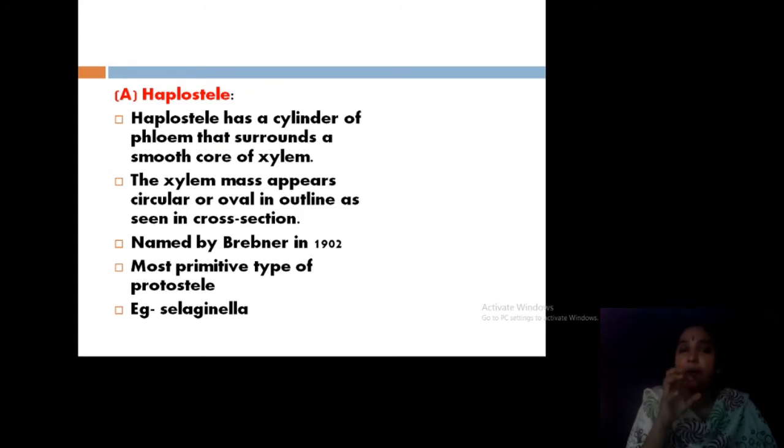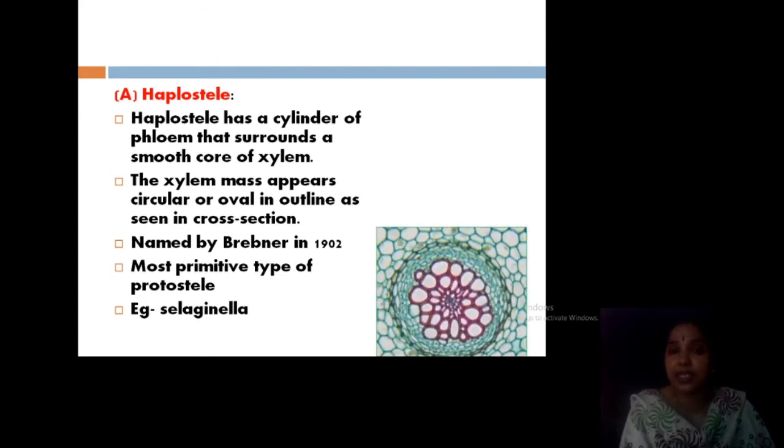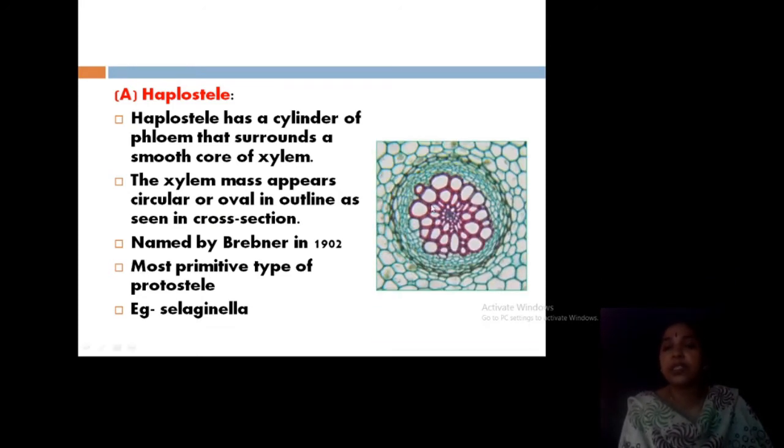Xylem appears circular or oval, and it is named by Brebner a most primitive type. Example is Selaginella. See the image. This is the xylem. This blue color structure is the xylem. Protoxylem, metaxylem. This blue color structure that surrounds this is the phloem. Clear? So, xylem completely surrounded by phloem, and it is surrounded by endodermis. That is what haplostele is. Very basic, very primitive type. I hope you understood. Selaginella is the example.